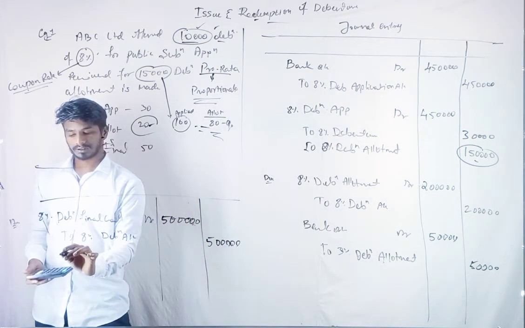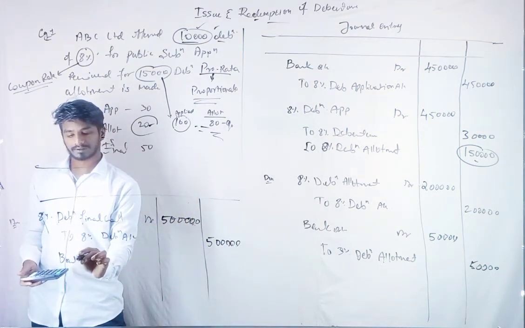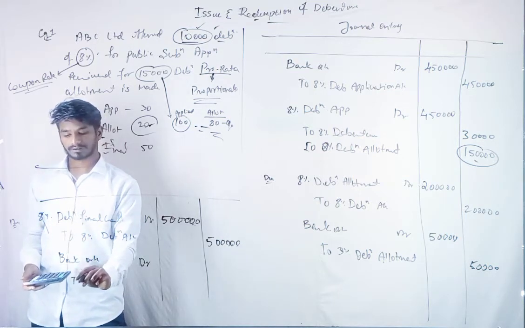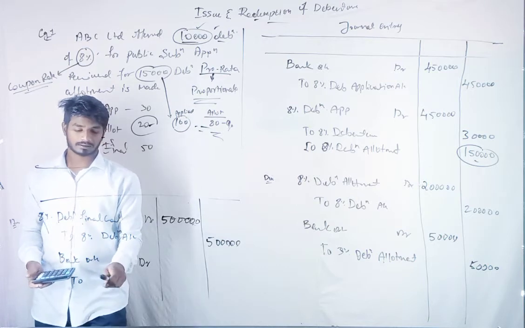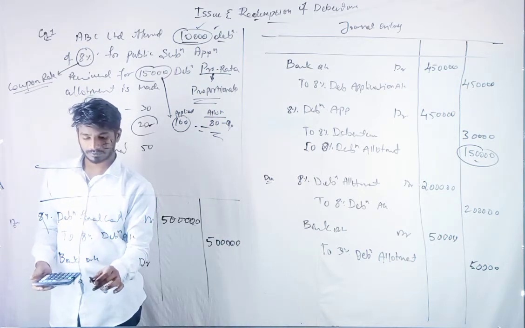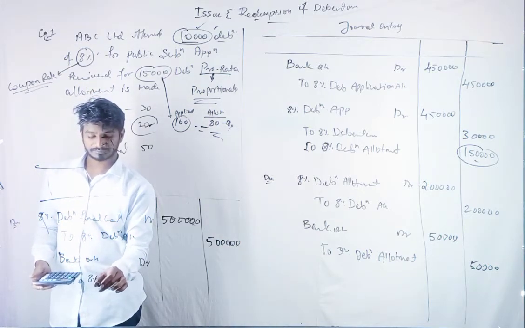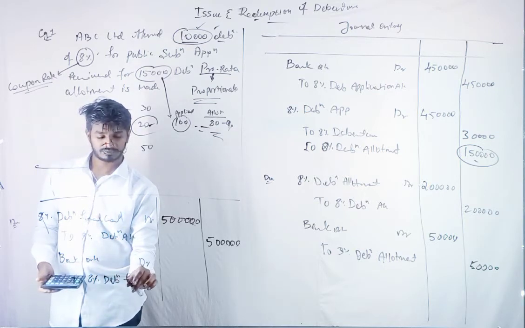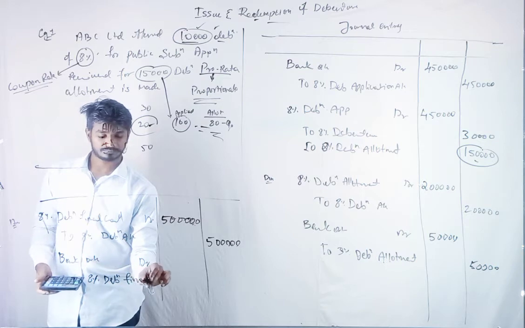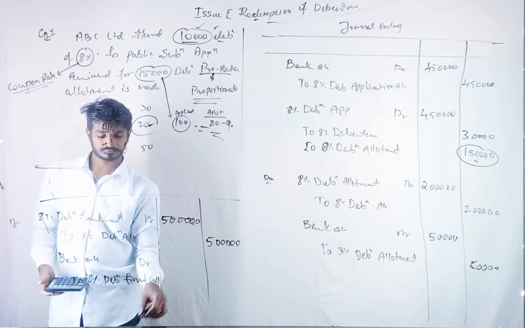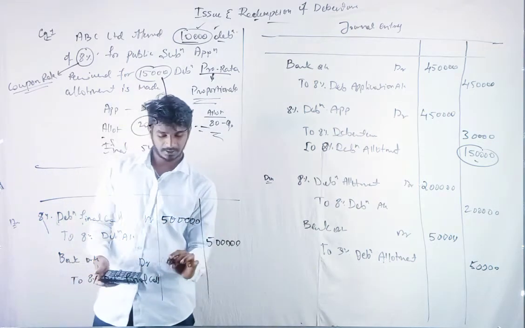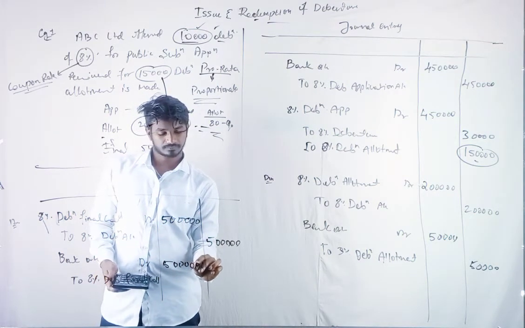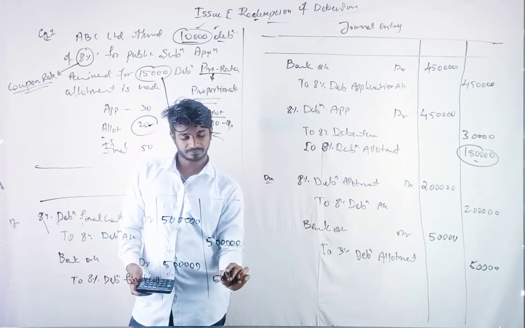And we will receive bank account debit to 8% debenture final call. Is that visible? 5 lakh.